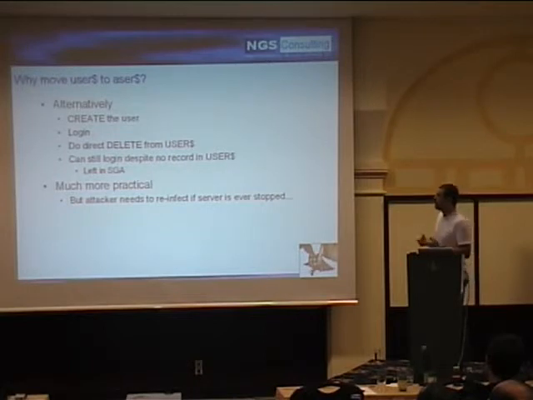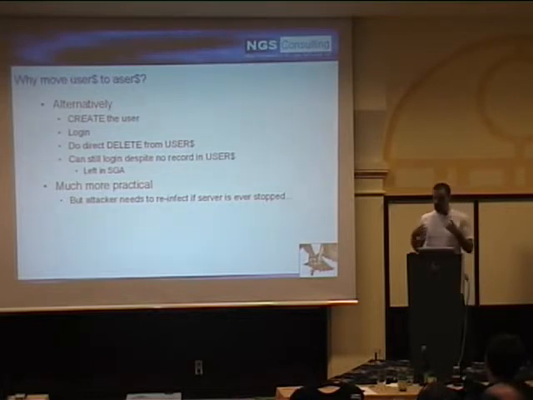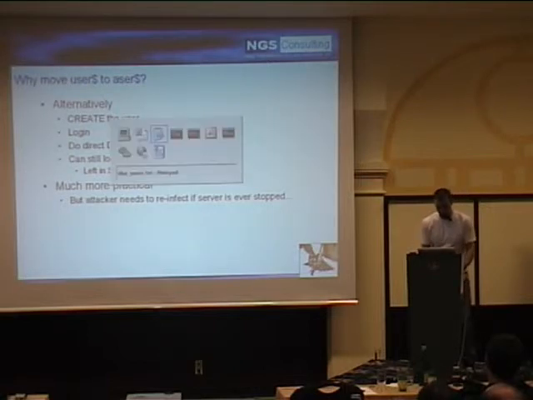Again, improving the method. Why? Essentially, the object here is to have a user account that's not visible from the user$ table. So, can we do anything to achieve the same ends without actually having to modify the binary? Well, of course we can. Otherwise, I wouldn't be speaking about it.